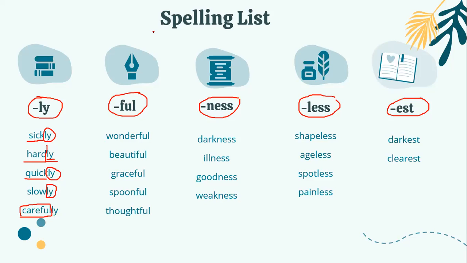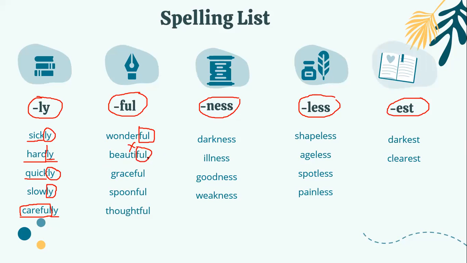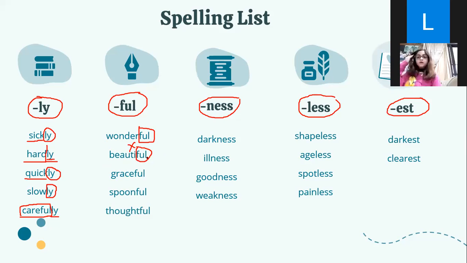We move to the second suffix here. I hope that you are all concentrating with me. Wonderful. Something amazing, something wonderful. Wonder is the main word, and I add the suffix ful, so it becomes wonderful. Beautiful. I'm describing something that's very nice. The main word is beauty with Y, but when I want to add the suffix ful to the word beauty, I have to change the Y into I, so it becomes beautiful.